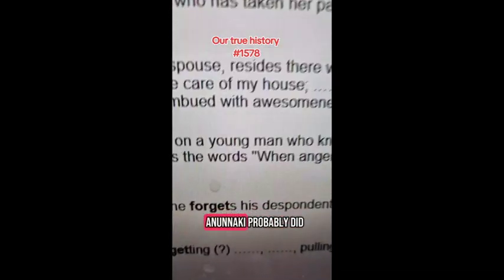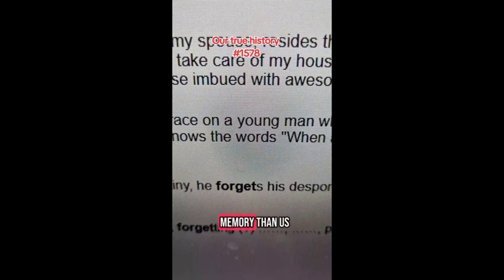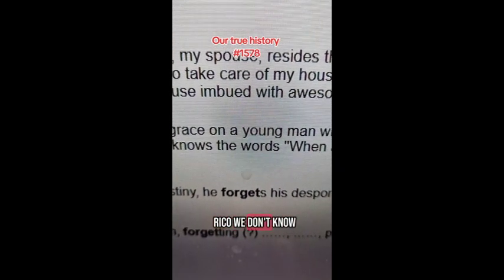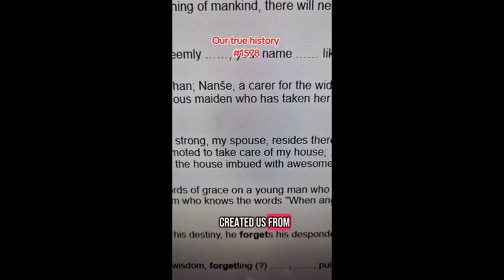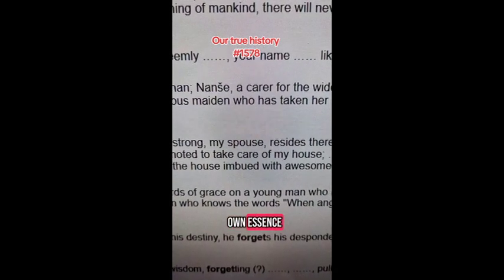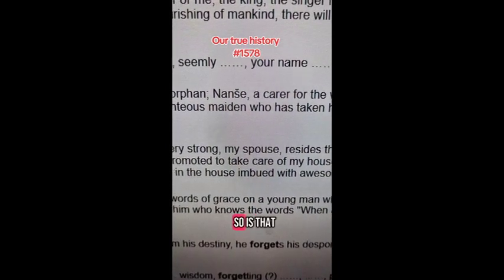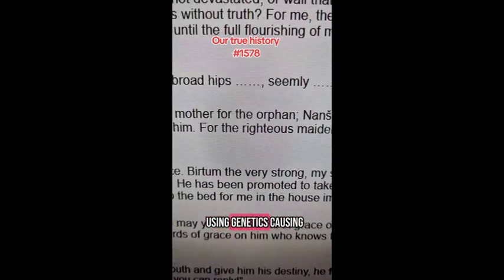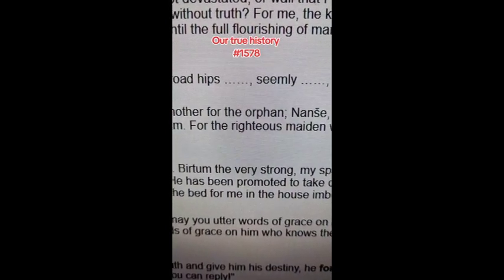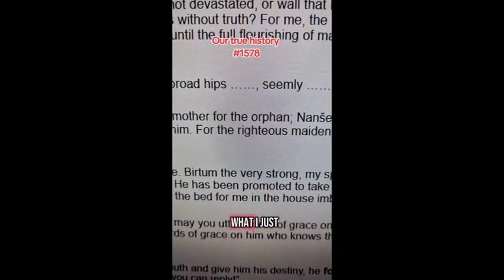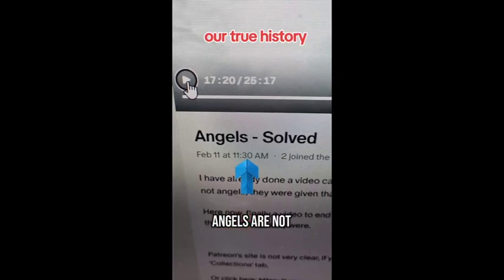So the Anunnaki probably did have a far better memory than us, possibly even total recall. We don't know. Because they created us from Neanderthal and their own essence, as in their own words, which has all been proven. So is that creation of us using genetics causing the problem why we have this forgetfulness? Is that why I can't remember what I just said? Forgetfulness. Interesting. Angels are not what you think.